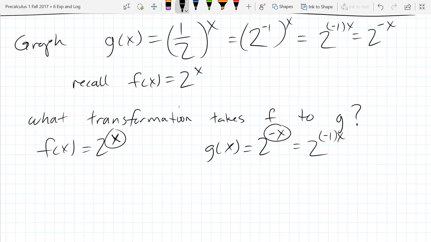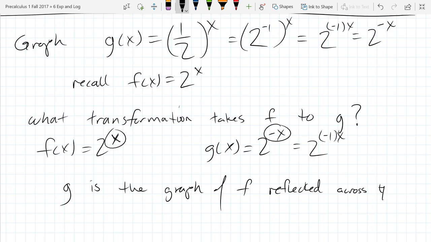We've even written it as 2 to the negative 1 times x. Am I adding or multiplying? Multiplying. Is it a horizontal or a vertical? It's happening to x. So it's horizontal. So is it a horizontal shift or stretch? Stretch. It's going to be a stretch, and it's going to be a reflection across the y-axis. So it's not getting bigger or smaller. It's just going to reflect. So g is the graph of f reflected across the y-axis.